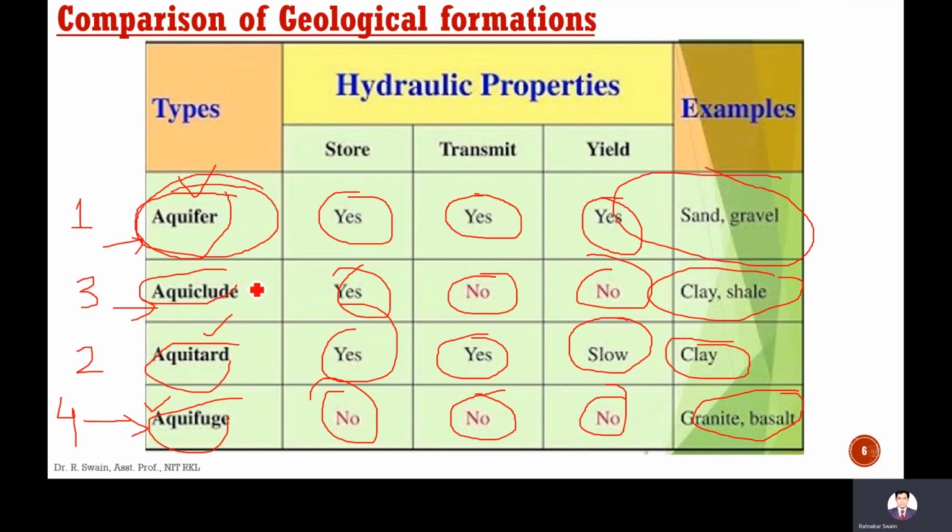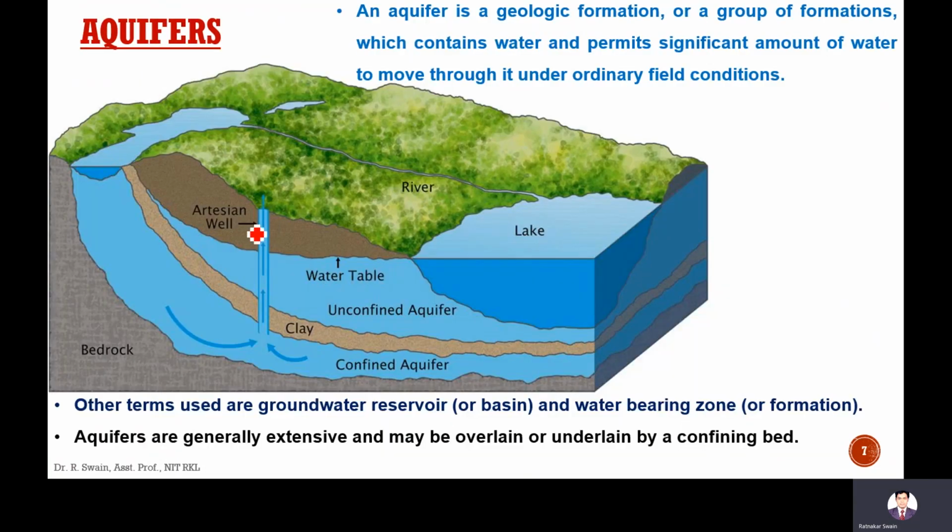Okay, these things are not required to discuss because this is not our topic. Here, an aquifer can store groundwater, transmit groundwater, and yield some water. So that is our discussion in this subject. We'll discuss the aquifer.